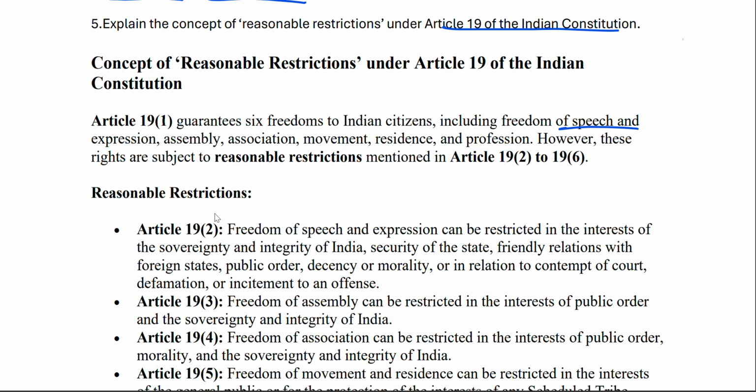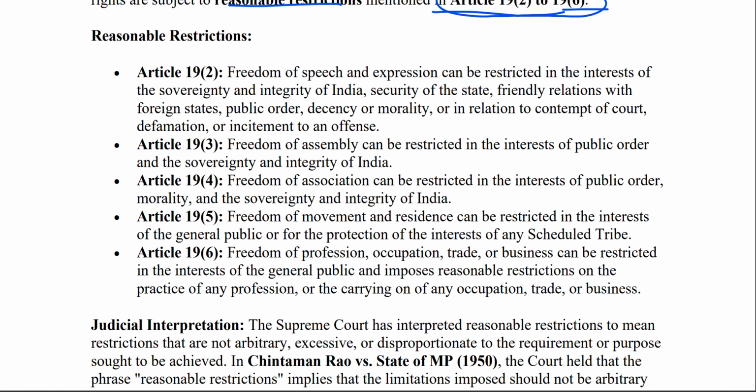However, the rights are subject to reasonable restrictions under Article 19 to 21. Speech and expression is very powerful. Therefore, it has more reasonable restrictions compared to the remaining articles which have reasonable restrictions. So, we have 6 reasonable restrictions, and these are mandatory to remember. Right? Article 19.